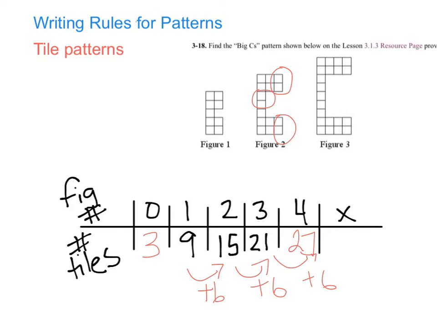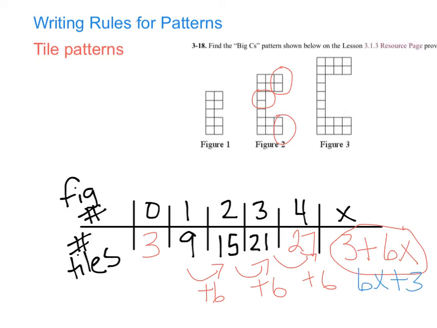So we're adding 6 every time, and the shortcut to adding 6 over and over and over again is to multiply. So in the rule, that's going to look like 6x. But notice how figure 0 started with 3. So 3 is our starting point. We're starting with 3 and we're adding 6 tiles every time. So it's going to be 3 plus 6x. Now in order of operations, we know that the 6x is first. So if you prefer, you may want to write this rule as 6x plus 3.